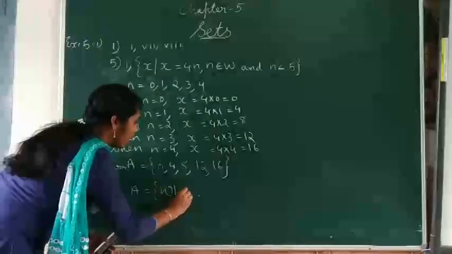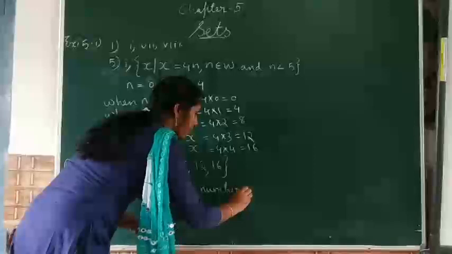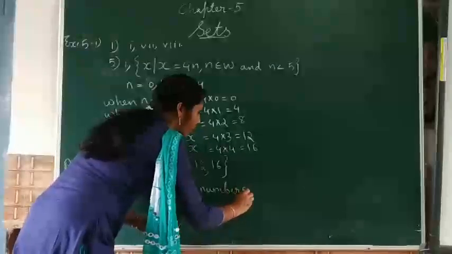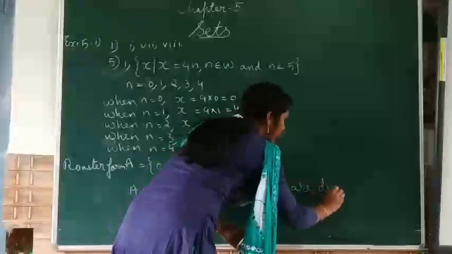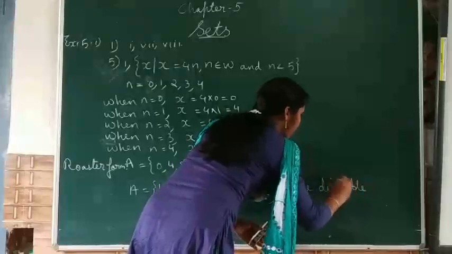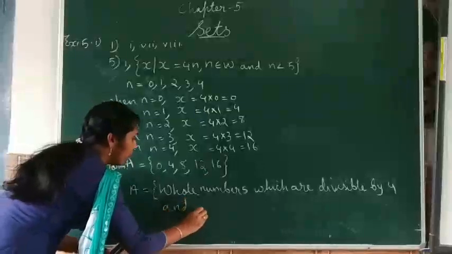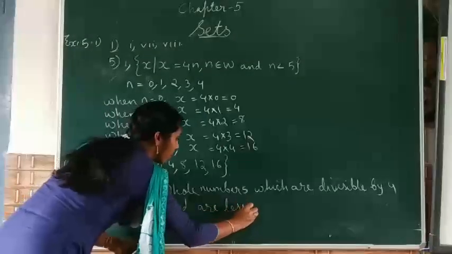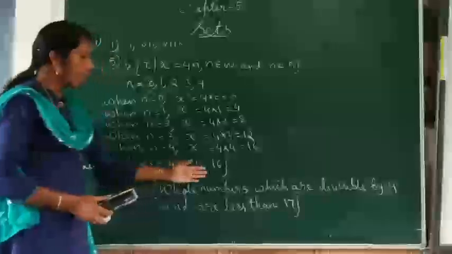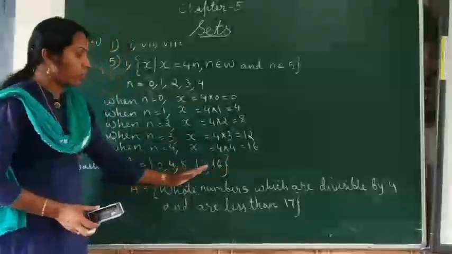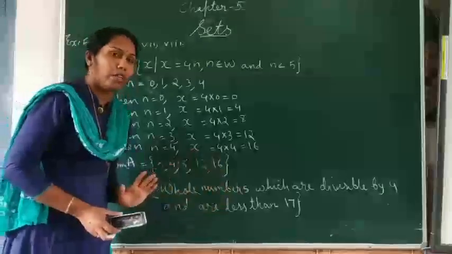whole numbers which are divisible by 4 and are less than 70. So this way, these are the whole numbers which are divisible by 4 and also all of them are less than 70. Therefore, in this way, we can write the description form.